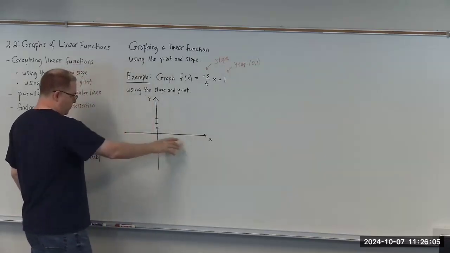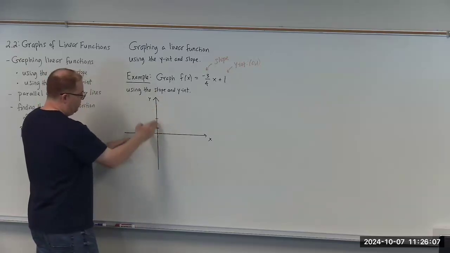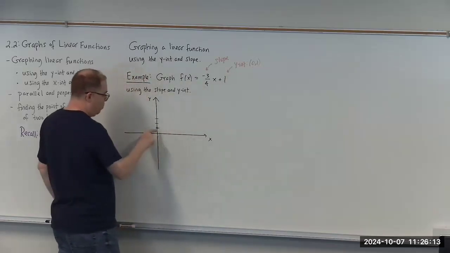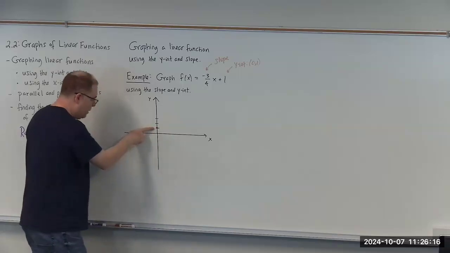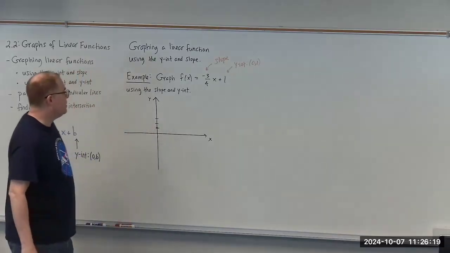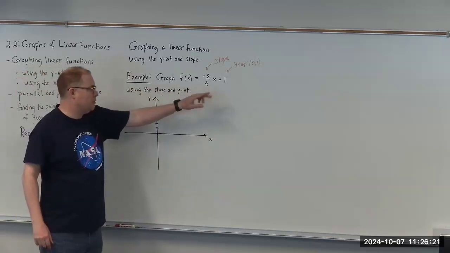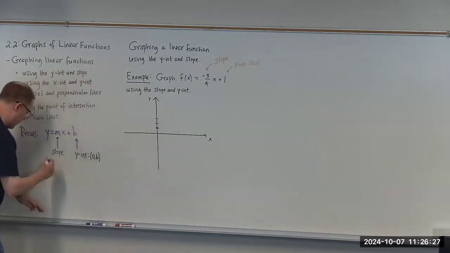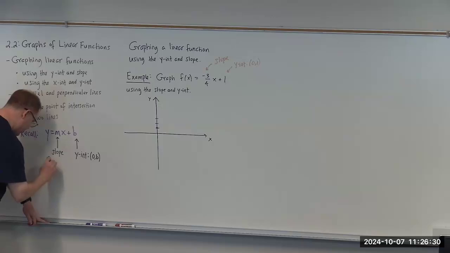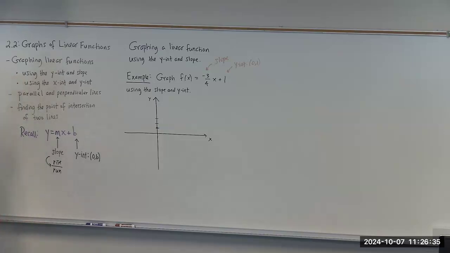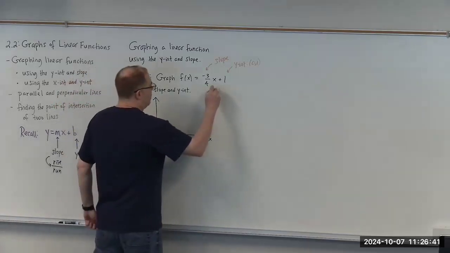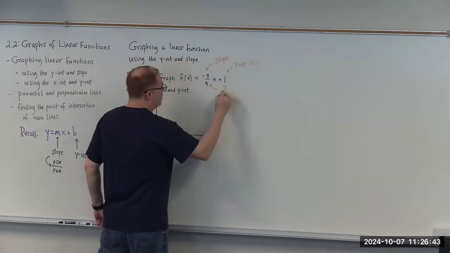Again, this is our independent axis, this is our dependent axis, so 0 comma 1. So 0 for x, and then for y it's 1, so we're here. Okay, so the next thing is to use the slope to obtain the second point. And remember, the slope can be interpreted as rise over run. So we can interpret this value as 3 over minus 4.